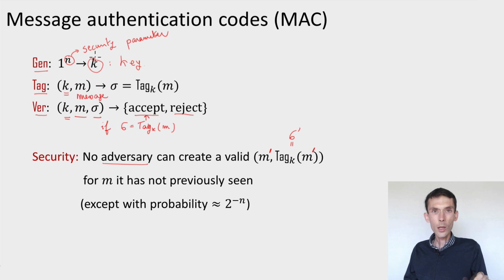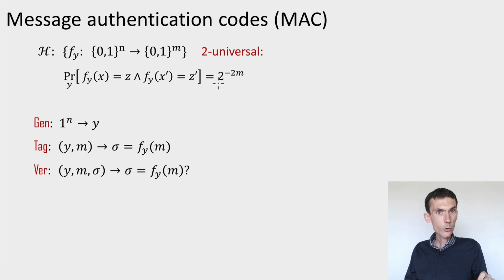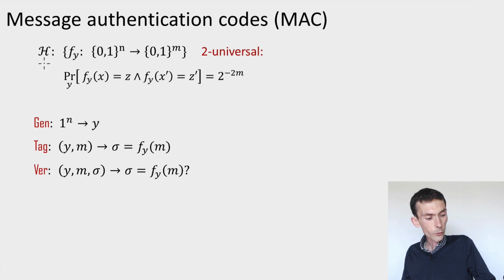And so the question is, how long does the key need to be in order to implement the message authentication code? Let's see one simple construction of a MAC. In fact, it's possible to construct MACs using a primitive that we've already seen, which are two universal families of hash functions. I gave the definition for you here again.